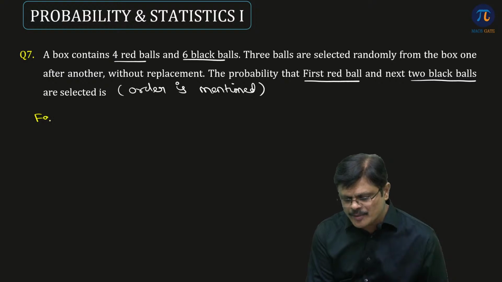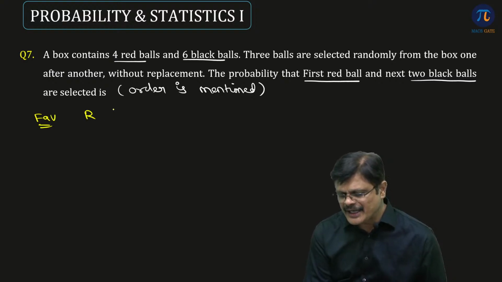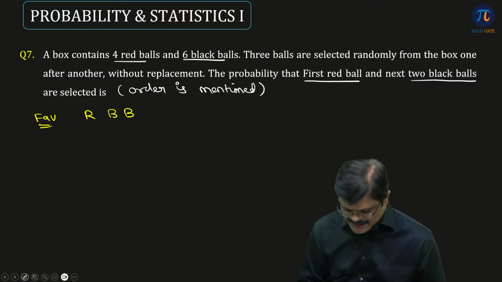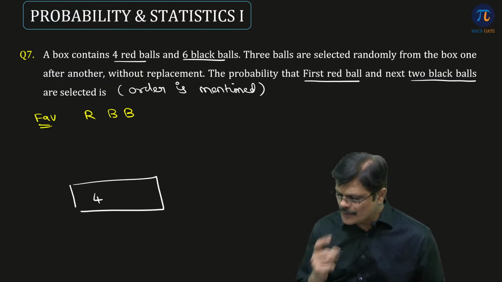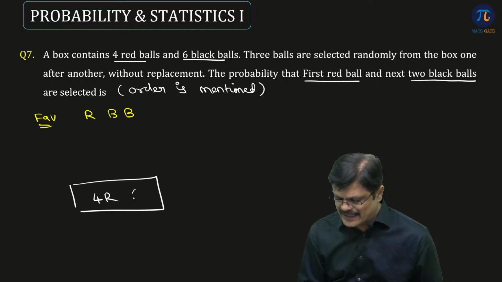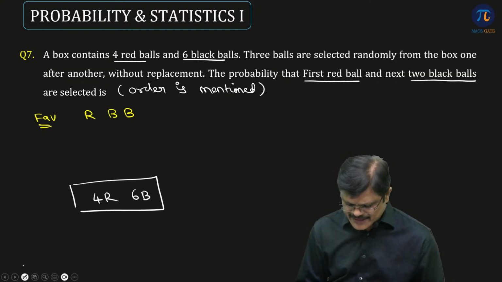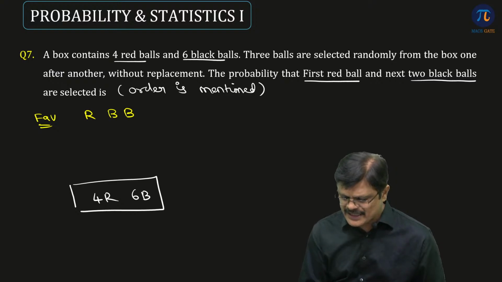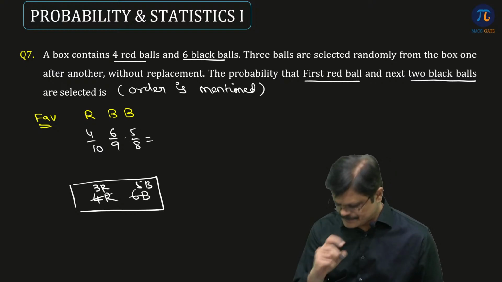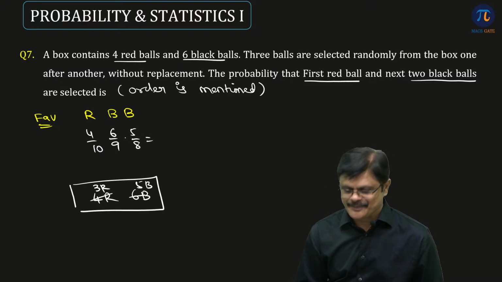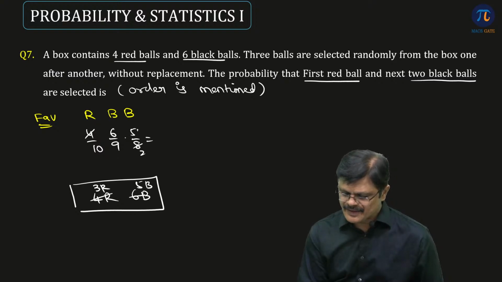So what is the favorable situation? First red and next 2 black balls are selected. We have 4 red balls and 6 black balls. First red is selected. How many ways can you select a red ball, sir? 4 out of 10 ways. 1 red is gone. Next black is selected, 6 out of 9. 1 black is gone now. Next black is selected, that is 5 out of 8. Simplify to get the required answer. So what is it? 4 twos, 5 twos.